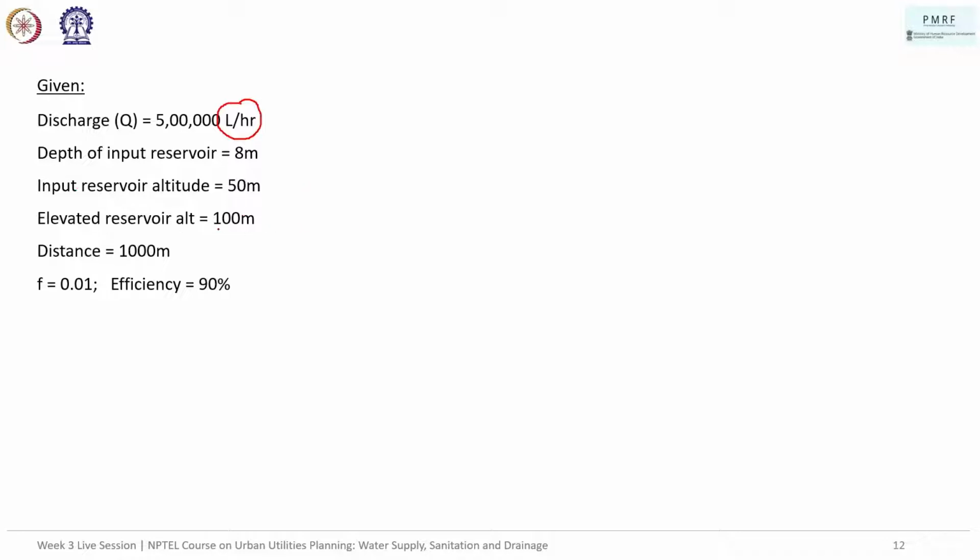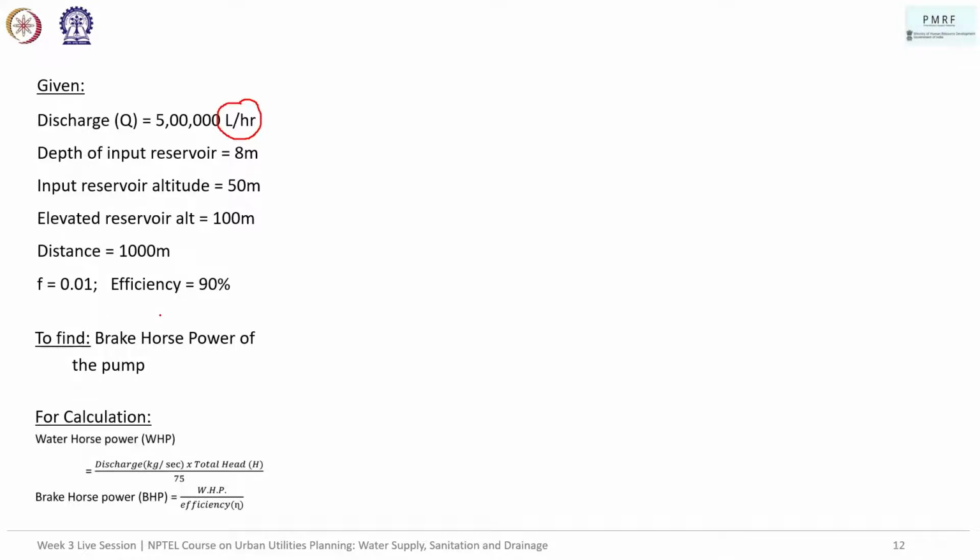And the elevated reservoir altitude is 100 meters. These two reservoirs are located at a distance of 1000 meters. We have been asked to assume an F value of 0.01 and an efficiency of 90%. What we'll be finding out will be the brake horsepower of the pump, and we'll be using this formula for calculation.